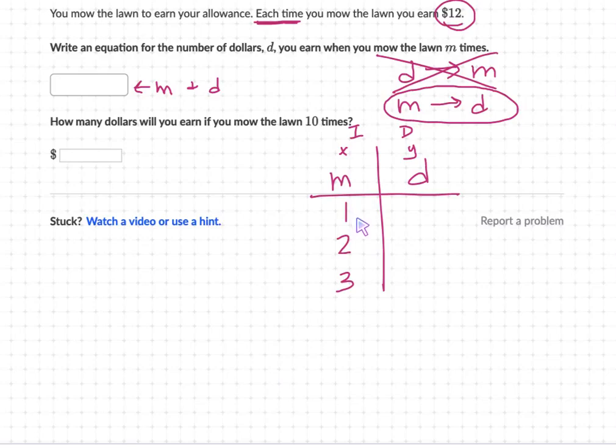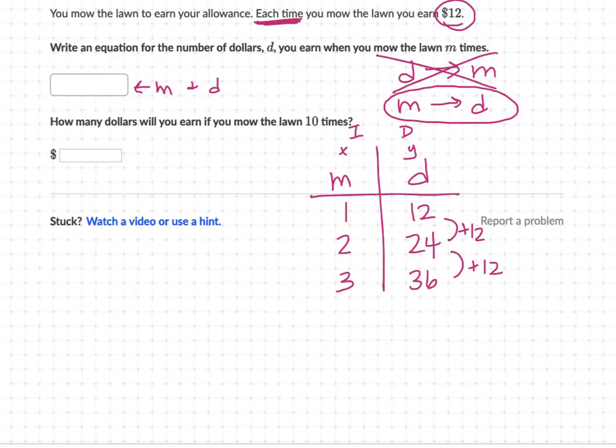If I mow one lawn, I'm going to earn $12. If I mow 2 lawns, I'm going to earn another $12, and that's going to be $24. If I mow 3 lawns, I'm going to earn another $12, and this is going to be $36. So each time I've added 12. The key word here is each time, right? So it tells me that each time I'm going to add 12.